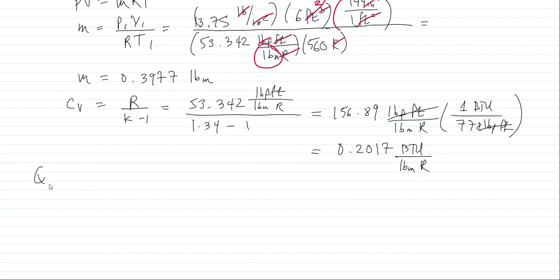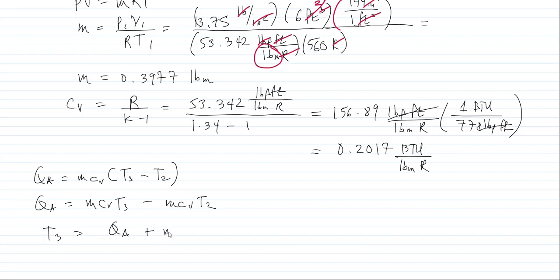Okay, so from our Q sub A, we have MCV T3 minus T2. We can go ahead here and derive a formula for T3. So we have QA equals MCVT3 minus MCVT2. Therefore, T3 would be equal to QA plus MCVT2, all over MCV. So QA is 340 BTU, that's the heat added.